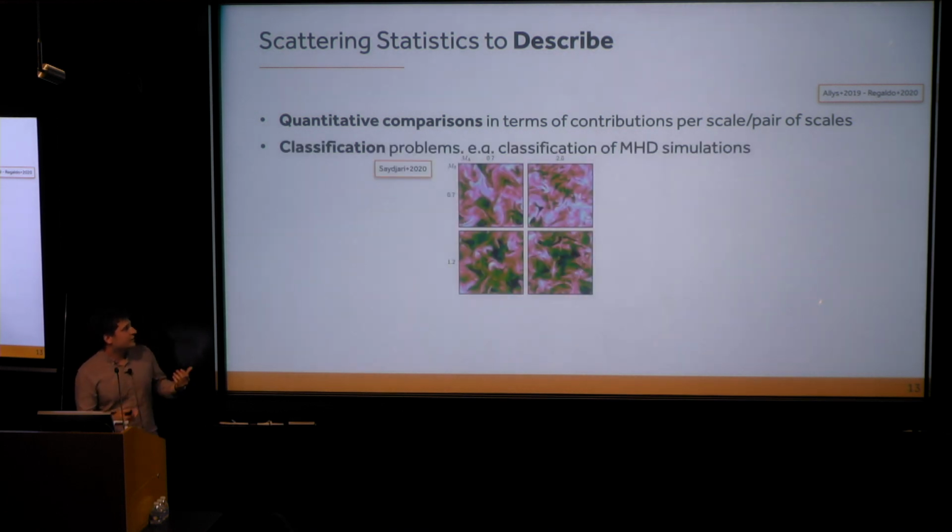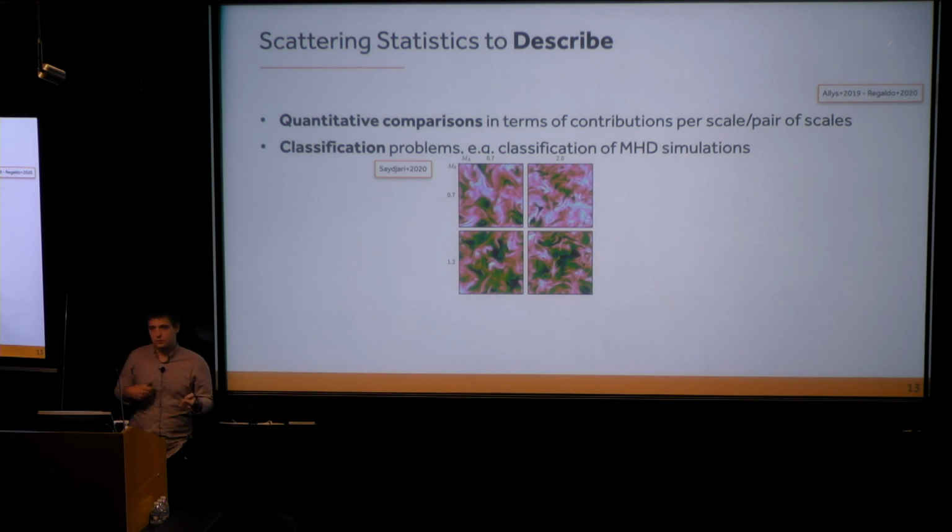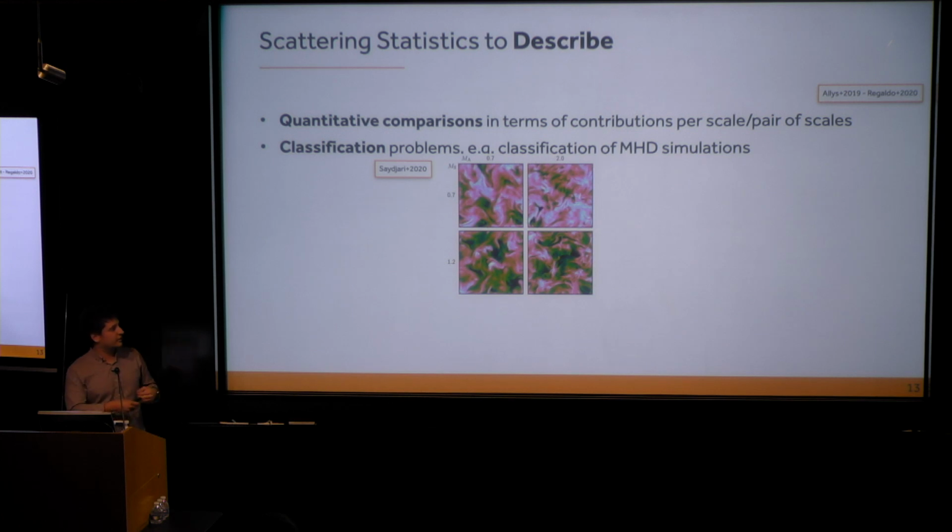You can use that also to make classifications. And so this was used by Andrew Saydjari and a collaborator, not part of this work, but I feel it's super interesting because they make a classification on data that come from different kinds of numerical simulation, magneto-hydrodynamic simulation with different Mach numbers, and they show that they can distinguish very easily these different kinds of simulation based on the scattering statistics.